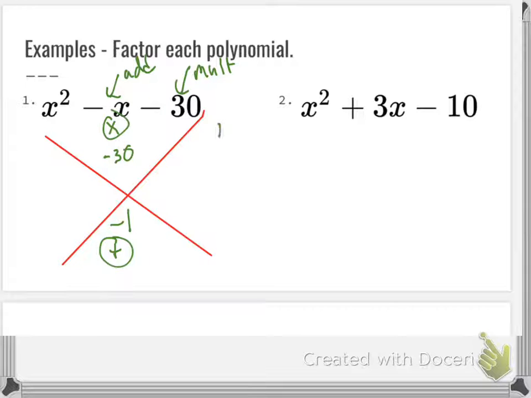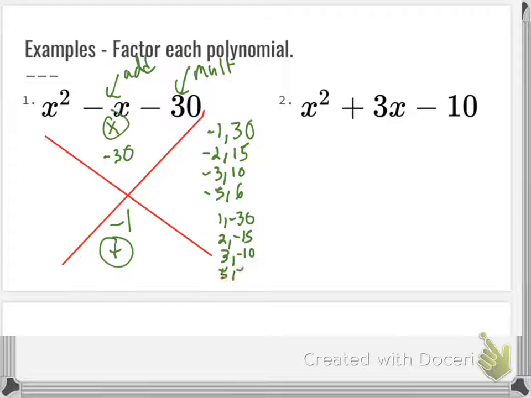So we have negative 1 and 30, negative 2 and 15, negative 3 and 10. 4 does not go into it, but 5 does. Negative 5 and 6. So those are my first options. Or it could be where the second number was negative. So 1 and negative 30, 2 and negative 15, 3 and negative 10, 5 and negative 6.